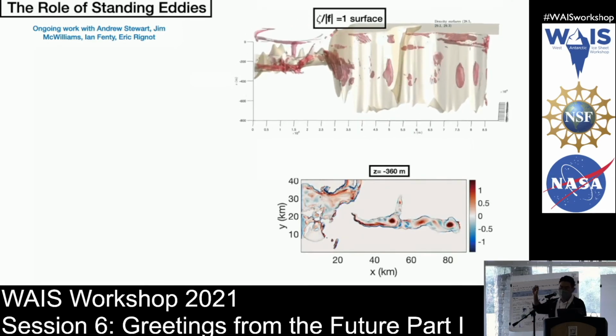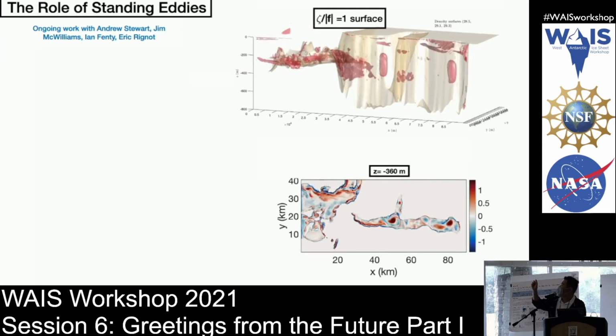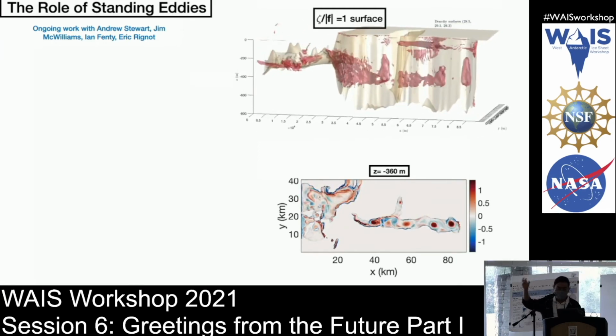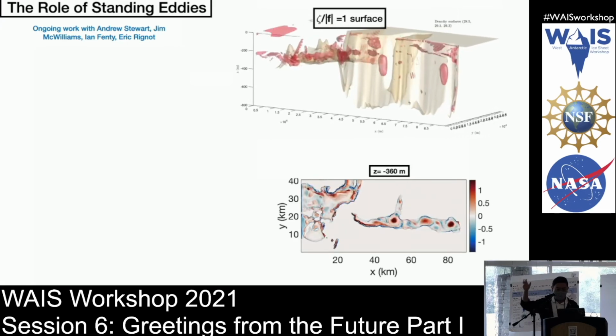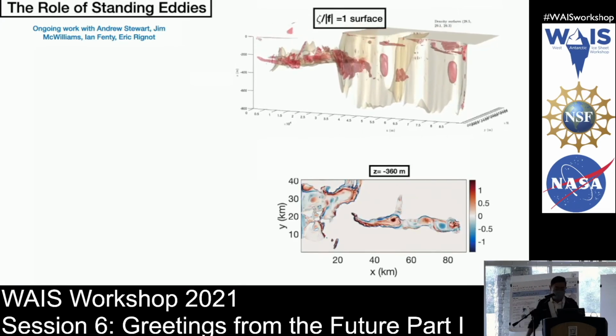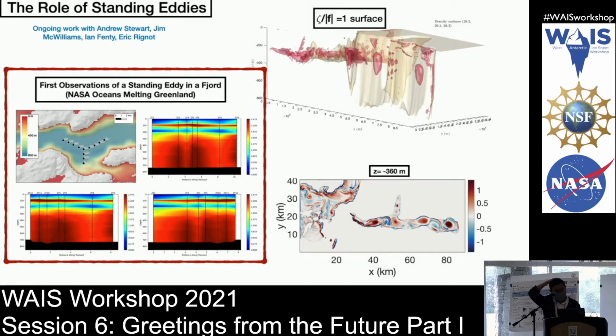And so a 3D rendering shows you that those vertical red blobs are where the eddies sit. And they sit there a lot, and there's some mergers. There's lots of interesting ocean dynamics at play. And recently, the NASA Oceans Melting Greenland observed the first eddy just a few weeks ago, so that was super exciting. And so they do exist, and they might exist in other fjords and ice shelf cavities.